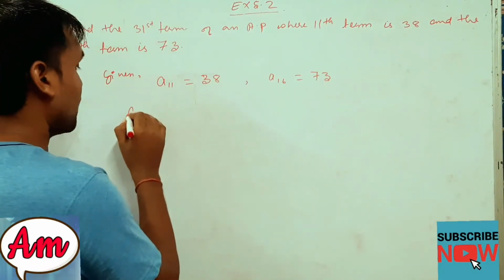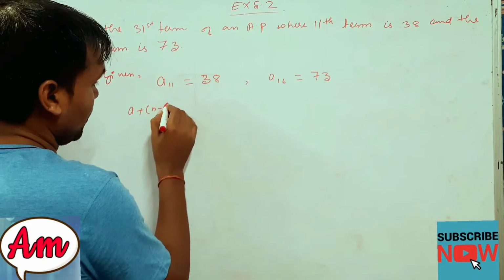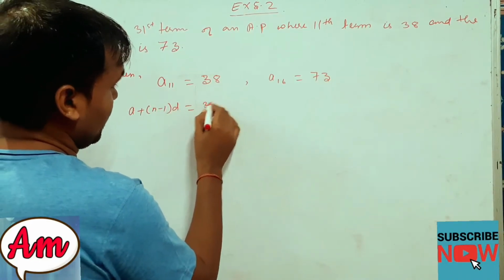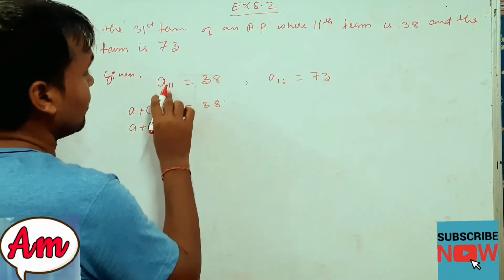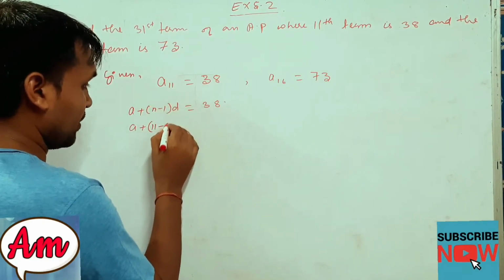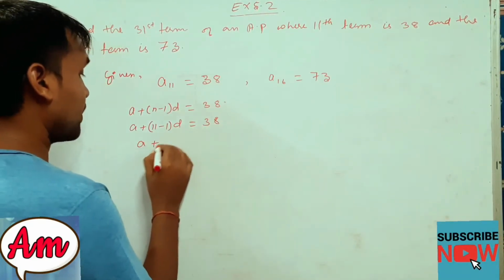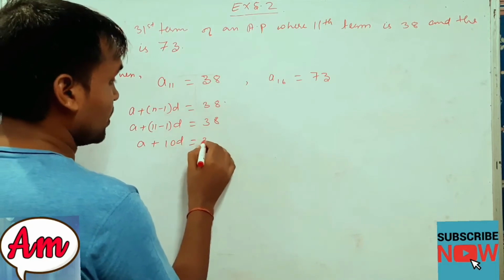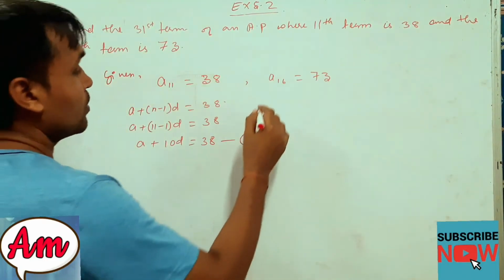Now A11, how do we write? We have the formula a plus (n minus 1) into d equals 38. A we don't know. n is 11. So we write here 11 minus 1 into d equals 38. So it will be a plus 10d equals 38. Equation number 1.